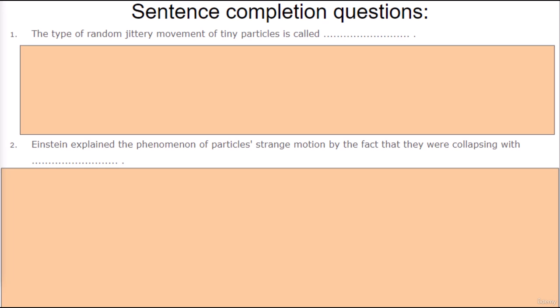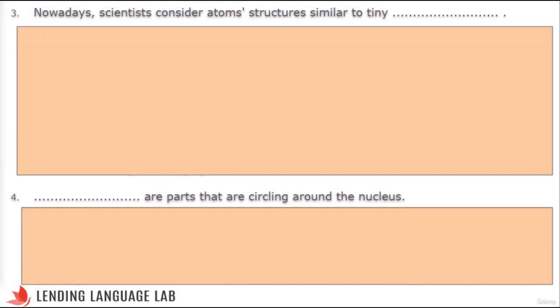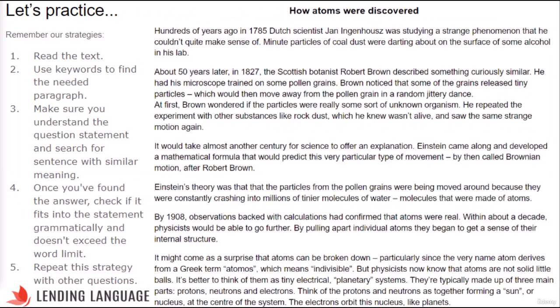Number 2. Einstein explained the phenomenon of particles' strange motion by the fact that they were collapsing with blank. Number 3. Nowadays, scientists consider atoms' structures similar to tiny blank. And lastly, number 4. Blank are parts that are circling around the nucleus. Now that we've finished with the statements, please take a moment now to read the passage. Feel free to write down your answers and see if you can get the answers correct by using these strategies.